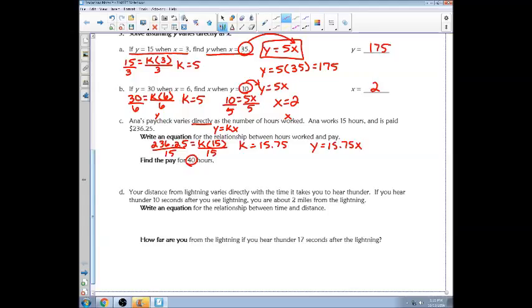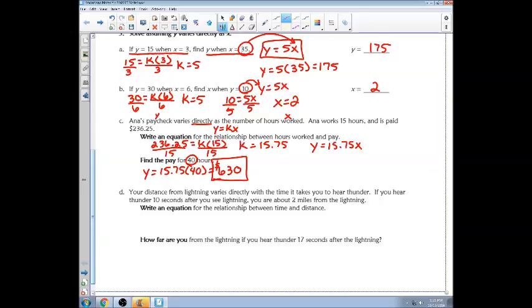Well, remember that the hours worked was our x value and y was our pay. So y equals 15.75 times 40, which would equal $630. Makes sense. The more hours worked, the more she got paid.